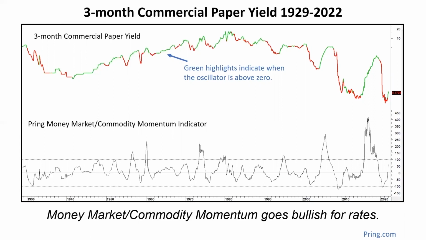That indicator, by the way, is very simply constructed. It's just an 18-month rate of change of the 3-month commercial paper yield added to an 18-month rate of change for the CRB spot raw industrials, the commodity index. Right now, it just went above 0 a couple of months ago, and we're in the early stages of a rally. And notice that all the major rallies that have taken place since the 1930s have participated with this indicator going into positive territory.